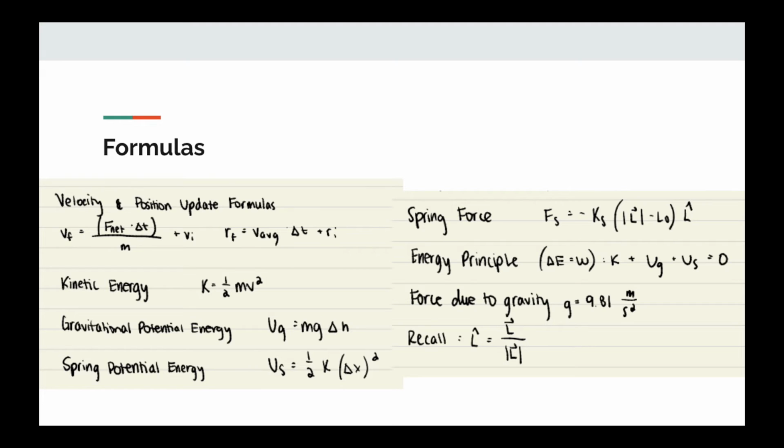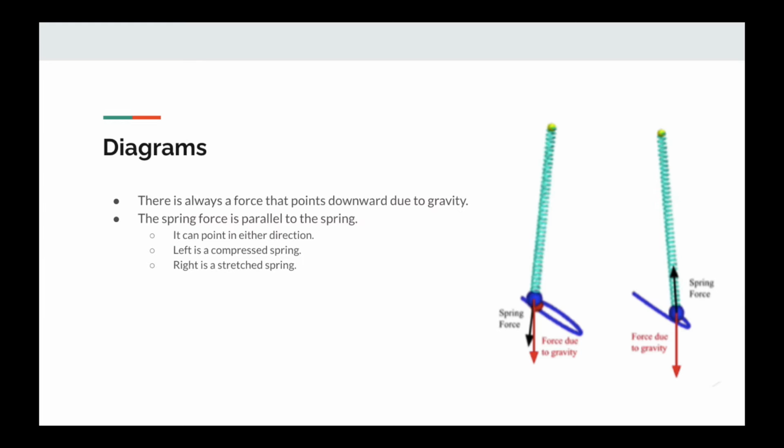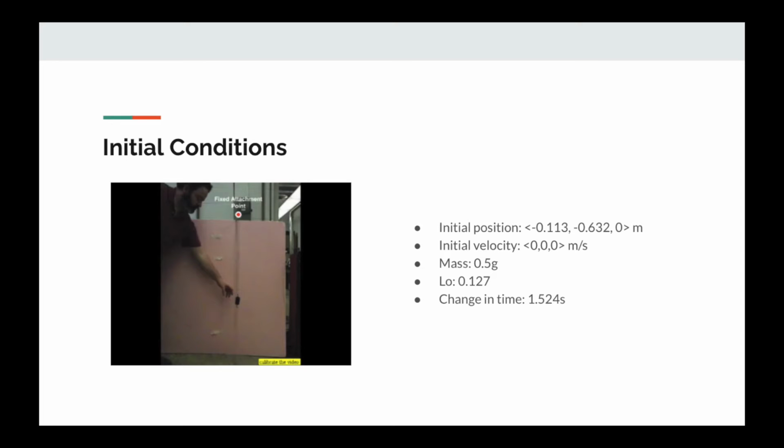And for this lab, it is important to recall how to take a unit vector by dividing a vector by its magnitude. For diagrams of the spring, I have two diagrams here. The one on the left is for a spring that is compressed, and the one on the right is for a stretched spring. And we can see that there's always going to be a force that points downward due to gravity, and that the spring force is going to be parallel to the spring. So for the compressed spring, it's going to point down, and then for the stretched spring, it is going to point up.